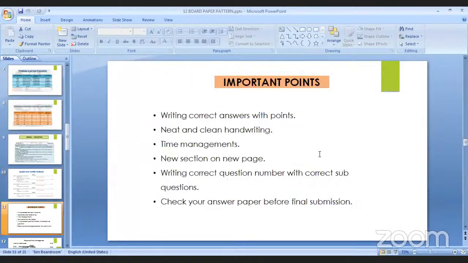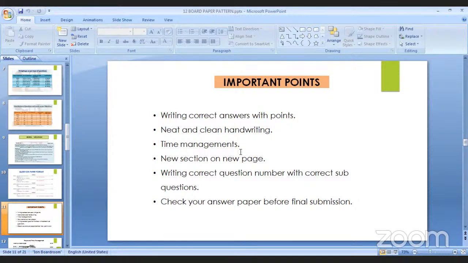Now students, after knowing this paper pattern, just see the important points. What are the important points? Writing a correct answer with points. Sometimes you read a question paper, you are not very sure about the answer, and you just go on taking points from here and there and start writing. You might think that you have written the answer and increased the number of pages in the answer paper, but if your answer is not correct, you will not get marks for that.